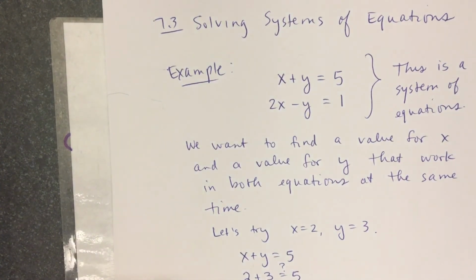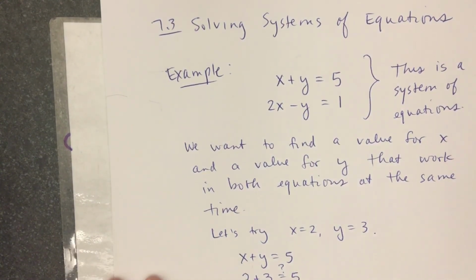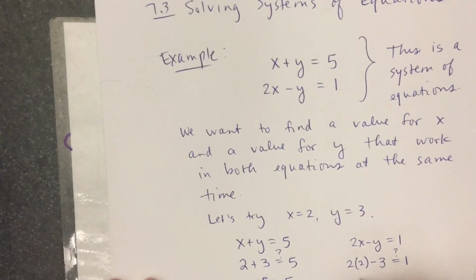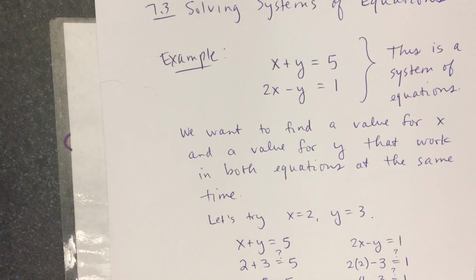Does it work for the second equation? It has to work in both. 2x minus y equals 1. So 2 times 2 minus 3, is that 1? 2 times 2 is 4. 4 minus 3, is that 1? 1 equals 1, yes. The answer to that system is x equals 2, y equals 3.